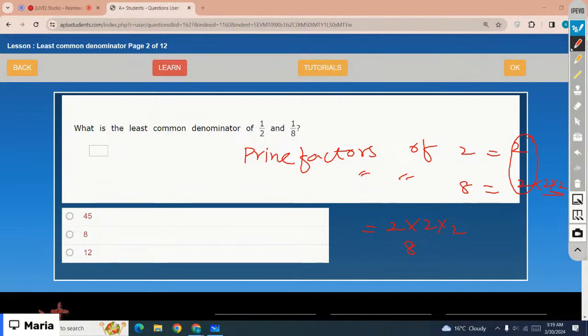So the least common denominator of 1 by 2 and 1 by 8 is 8. Got it? The correct option is 8. Option number 2 is the correct option.